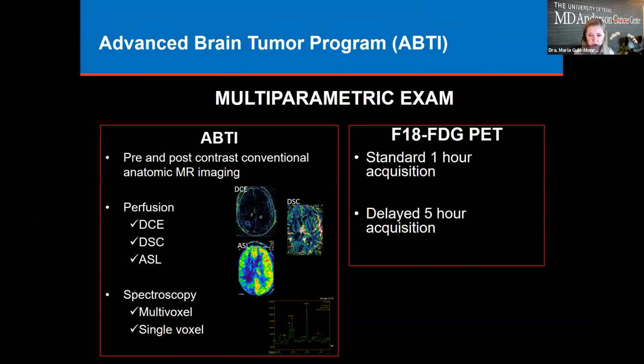We rely on our imaging physics friends to help us process some of the data. In addition to our conventional MRI, we add perfusion. This includes dynamic contrast enhancement, dynamic susceptibility contrast, and arterial spin labeling. We also routinely perform MR spectroscopy, taking great care to place the voxel, whether it's single or multivoxel. PET imaging, which is FDG PET, consists of a standard 1-hour FDG PET image acquisition followed by a delayed 5-hour image acquisition time point.